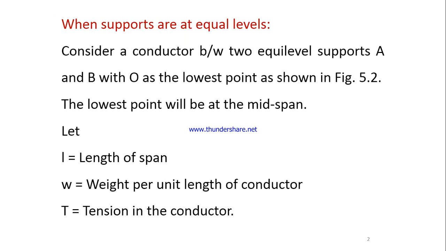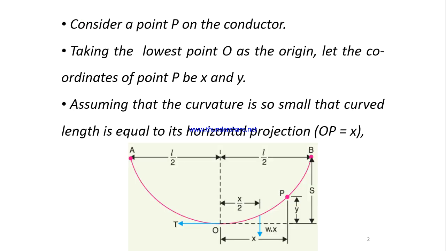First, when supports are at equal levels. You can see this diagram. Here the two supports are at equal levels. The distance between A and B is L, so it is bisected as L by 2, and here you have the sag at O. The tension at O is T. The distance between O and B is L by 2, and let us consider the self weight of the conductor, which is directed towards the ground.